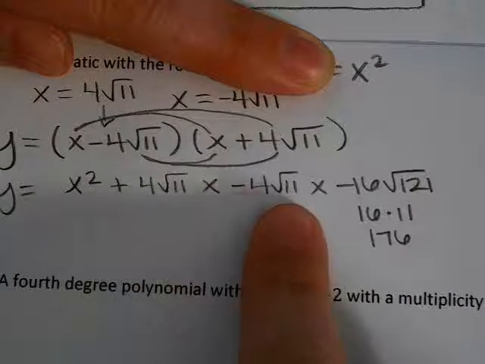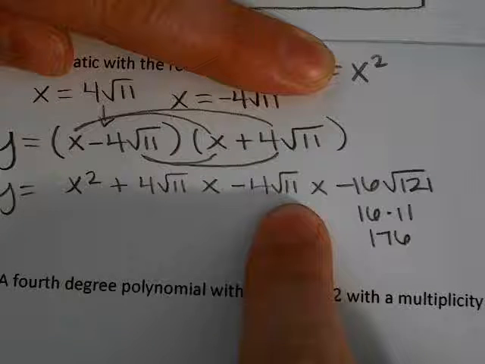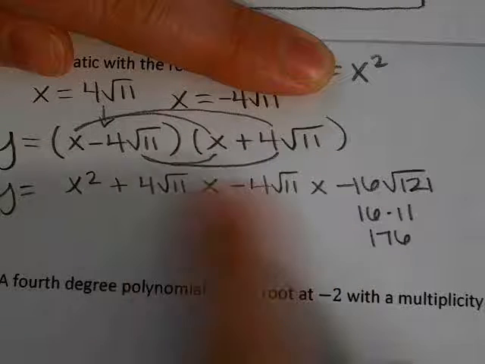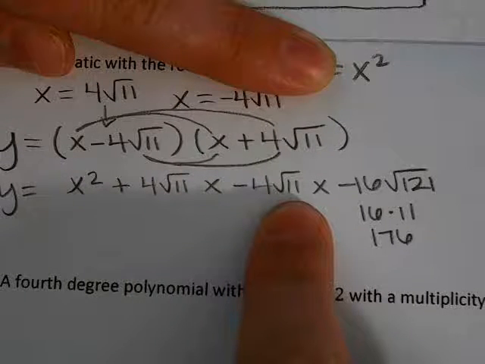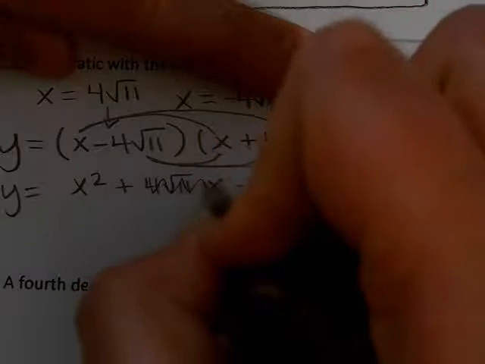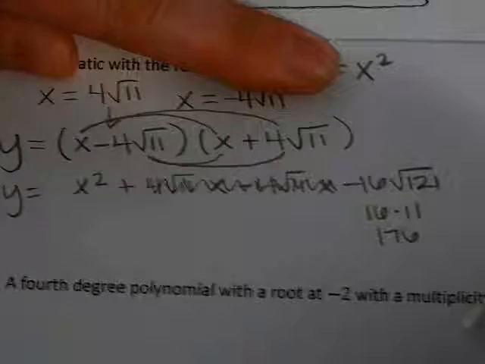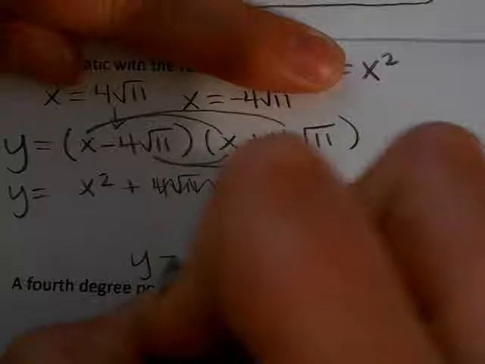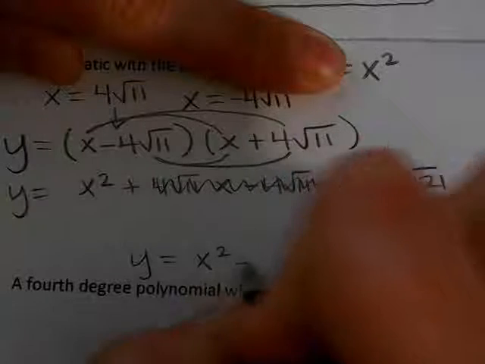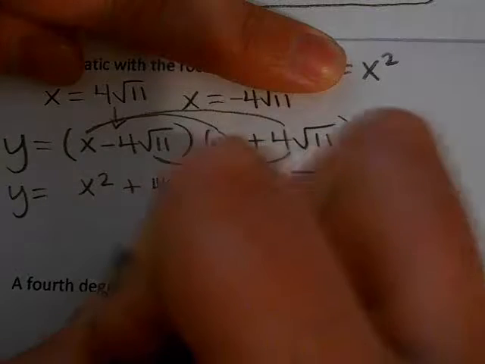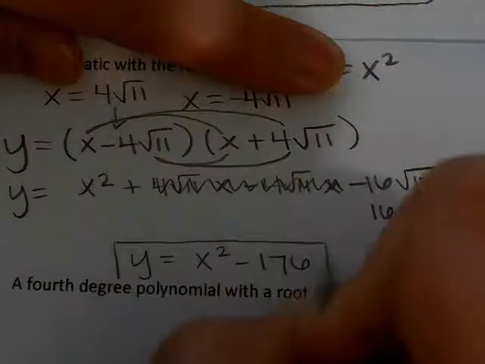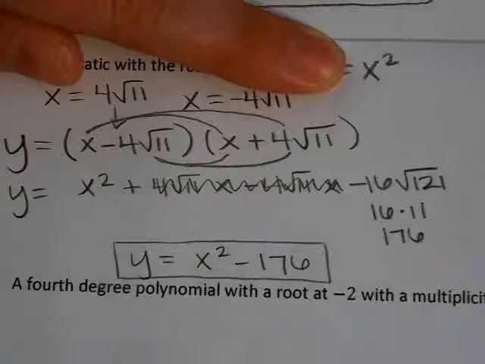Okay, so when we do this, we end up with positive gross and negative gross. And what happens with positive gross and negative gross? They cancel, thank goodness. So those are gone. And so we end up with y equals x squared minus 176. It ends up looking really nice. And you don't even know it was gross in the middle. Okay, so there's our problem. That's what number 6 should have been.